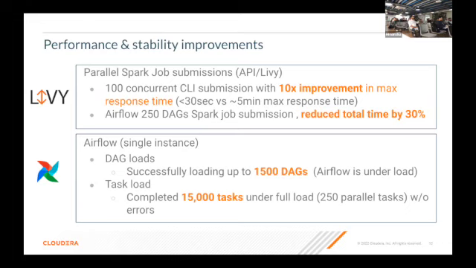And per Airflow, right now, we're able to run 1500 DAGs. And each DAG has 10 tasks in our benchmark test. So 1500 tasks are able to run in full load. And right now we have a parallel limit of 250 tasks at a single moment of time. So we're able to do this without any errors, but we're actively working on improving these metrics.